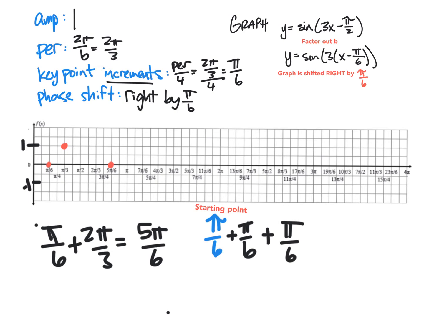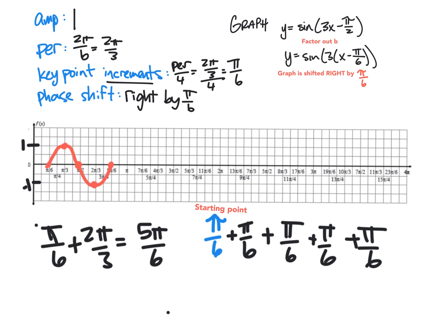That puts me at 3 pi over 6, which is just pi over 2. So yeah, a lot of converting fractions. Plus another pi over 6 is 4 pi over 6, which is 2 pi over 3. And then finally, plus another pi over 6, that puts me at 5 pi over 6, which was my ending point. So now I've got one cycle of this sine function.